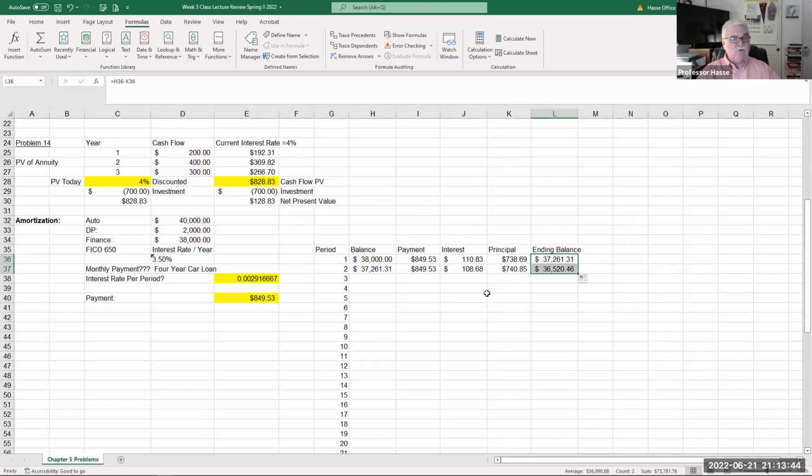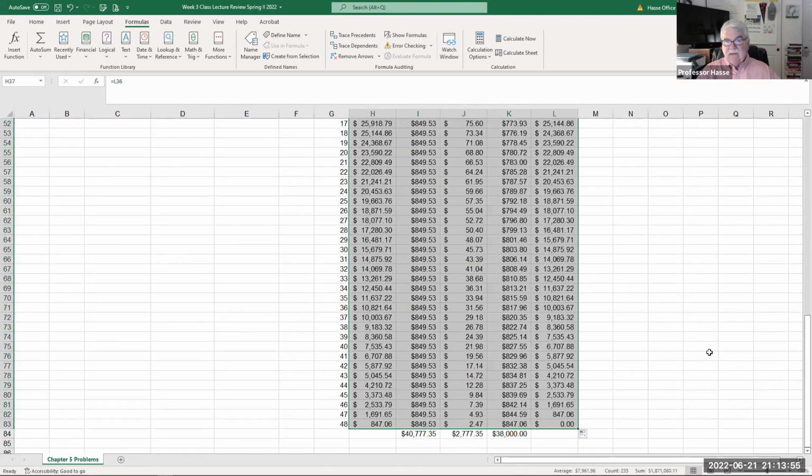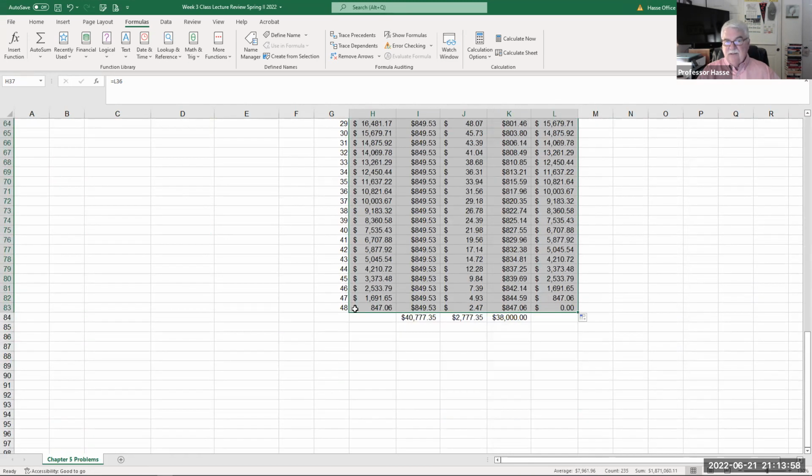Now that I have those first two payments done, all I need to do is drag this line all the way down to 48 payments. Now it copies it, and look at this. At the end of the 48th payment, I owe zero. I've made $38,000 in principal payments. I've paid $2,777.35 of interest, and $849.53 times 48 months is $40,777.35.